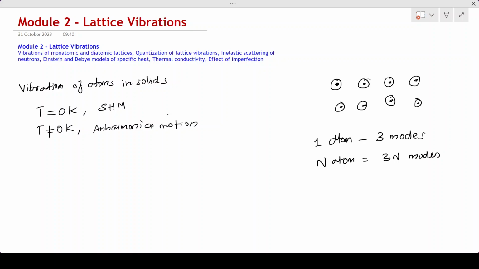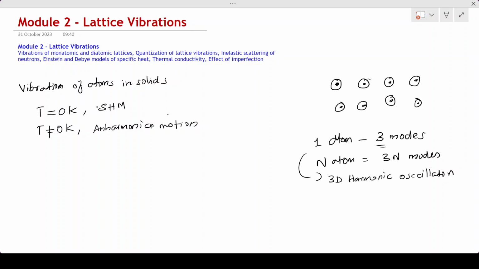So we can consider that a single atom has three modes. Three modes means it can vibrate in three different directions. In that perspective, one can say that three modes corresponding to it is a three-dimensional vibration, where one atom having three modes is like a three-dimensional harmonic oscillator. We can treat a single atom having three modes as vibrating like a 3D harmonic oscillator.